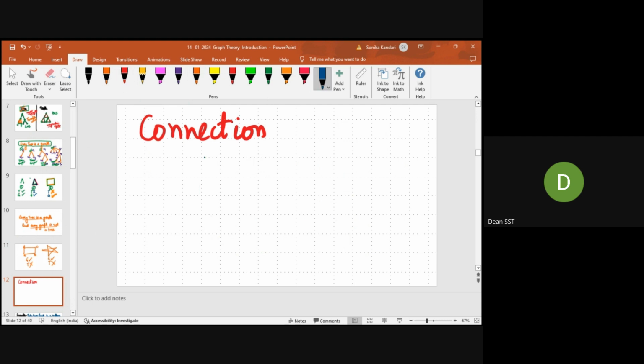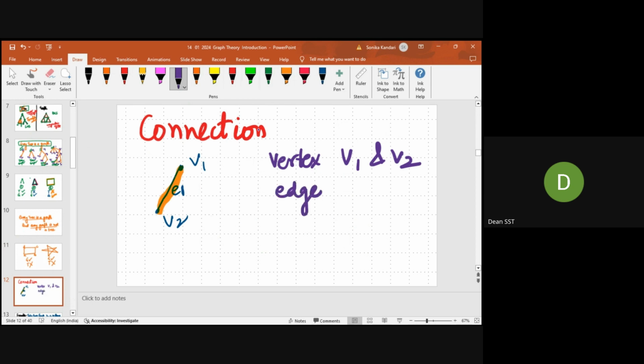Do you know the meaning of connection? Yes. Say I am having two vertices, V1 and V2, and there is one edge E1. E1 is joining V1 and V2. Fine. We have vertices V1 and V2 and an edge E1, which is joining V1 and V2. It means V1 and V2 are connected.